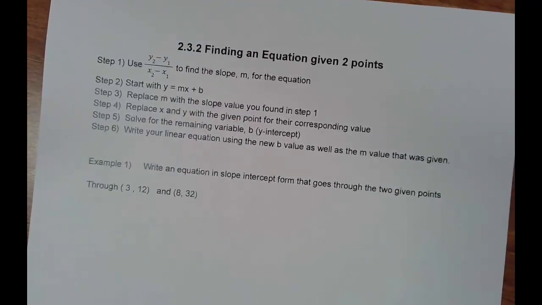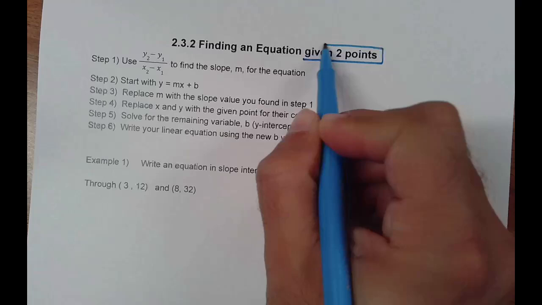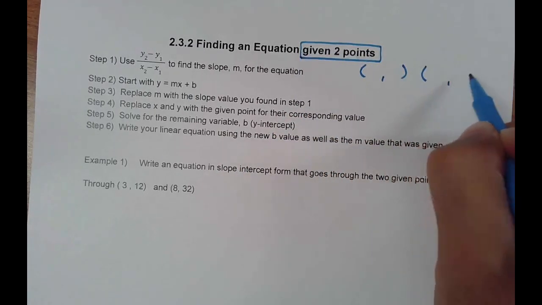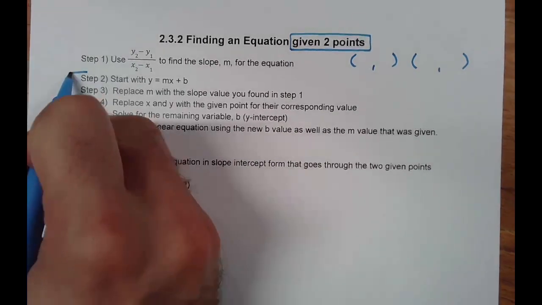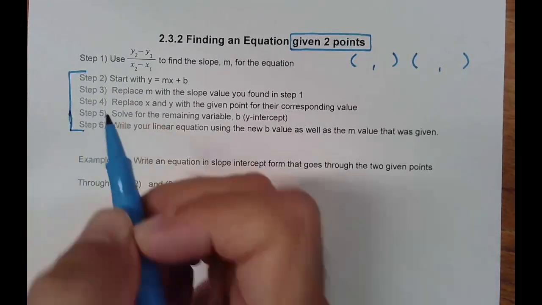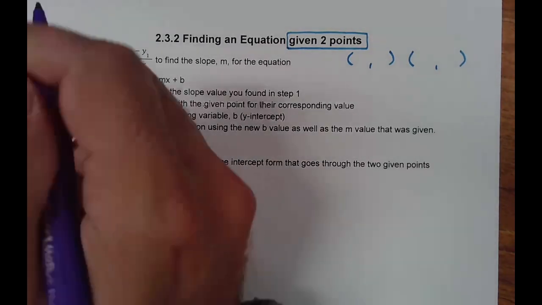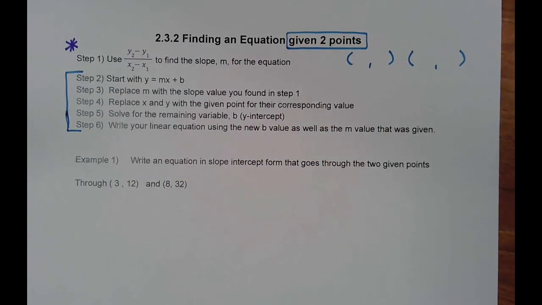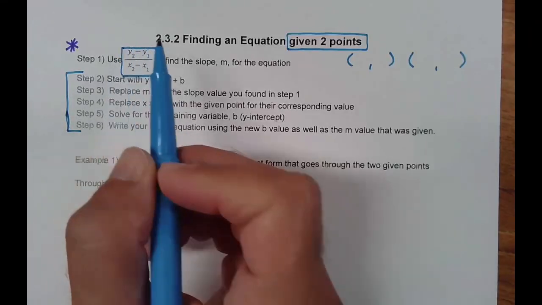Now I'm going to look at another situation. In this situation, I'm going to find an equation given 2 points. So now I'm given 2 specific points that I want the line to go through. Steps 2 through 6 are going to remain the same as in the previous problems. The new step is that because I don't have the slope and I just have the points, I'm going to use the slope formula to determine the slope that I'm going to use.